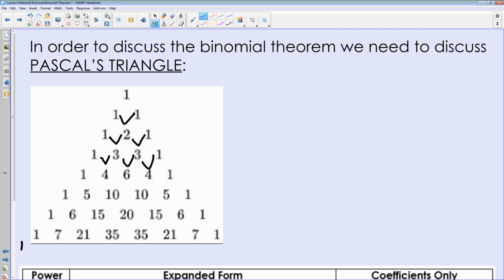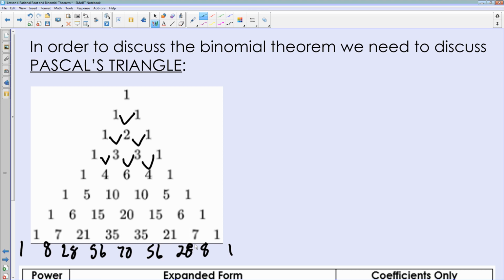And it always starts with 1, and then the next row would be 8, then 28, then 56, then 70, and 56, and 28, and 8, and 1. So it's 28, not 26. And it can keep going on and on.